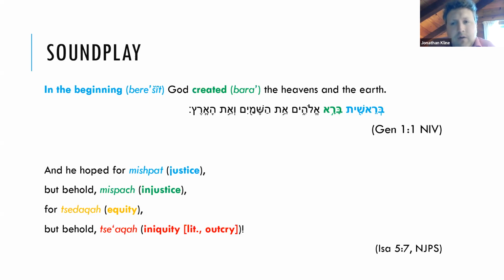Isaiah 5:7 is a classic location of sound play. "He hoped for mishpat, justice, but behold, mispach, injustice. For tzedakah, equity, but behold, tze'akah, iniquity or outcry." So here you have this reversal of expectation through the use of sound play. God was expecting good things from the people and the leaders, but what he found was injustice and iniquity.